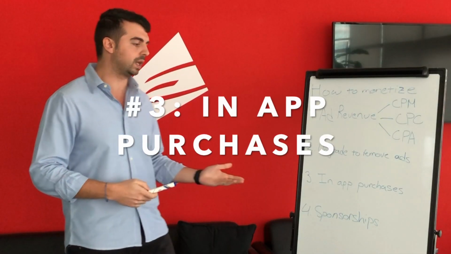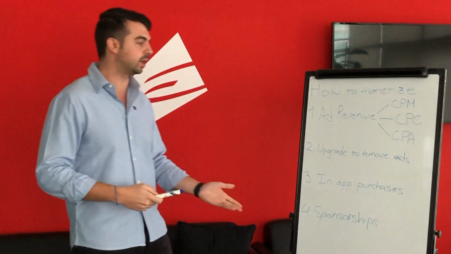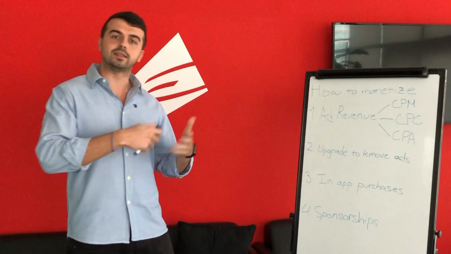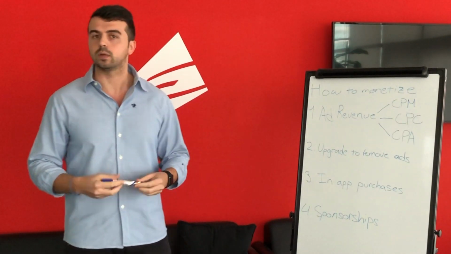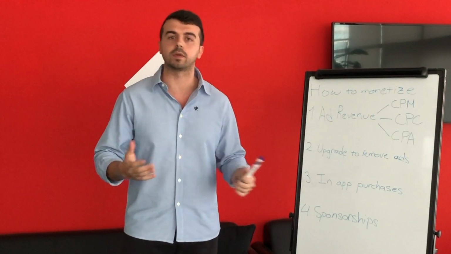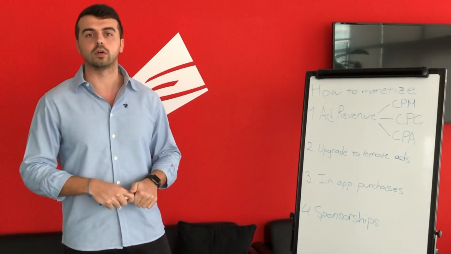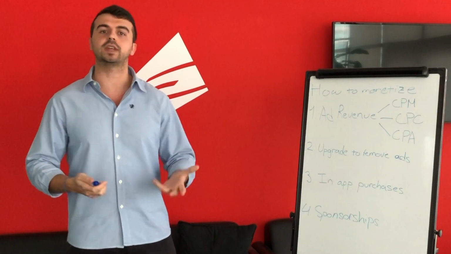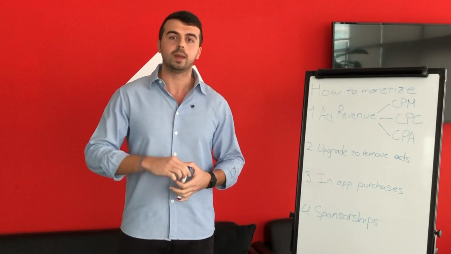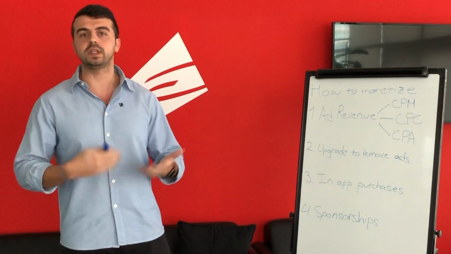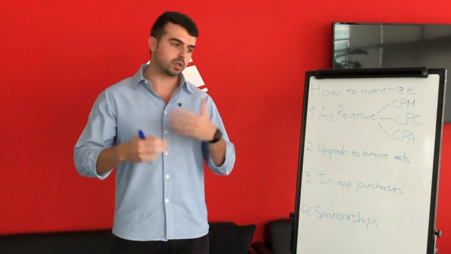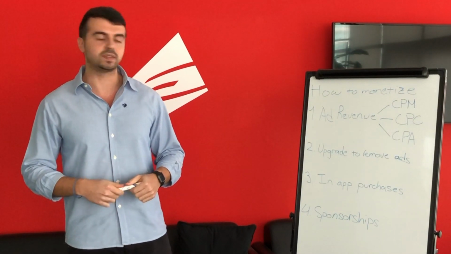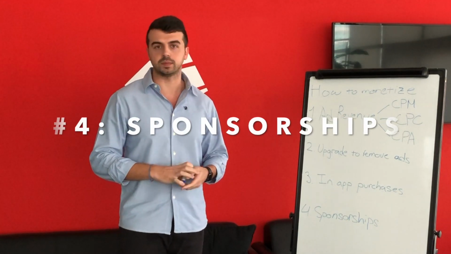The third step is in-app purchases, which is very similar to upgrading to remove ads. If you want to upgrade and remove ads, that in itself is an in-app purchase. When it comes to games, you're able to buy a certain type of currency. When it comes to other types of mobile apps, for example newspapers, you may be able to access a certain section, or pay to receive a newsletter. All of these things are in-app purchases, which allow the owner of the application to monetize the app itself.